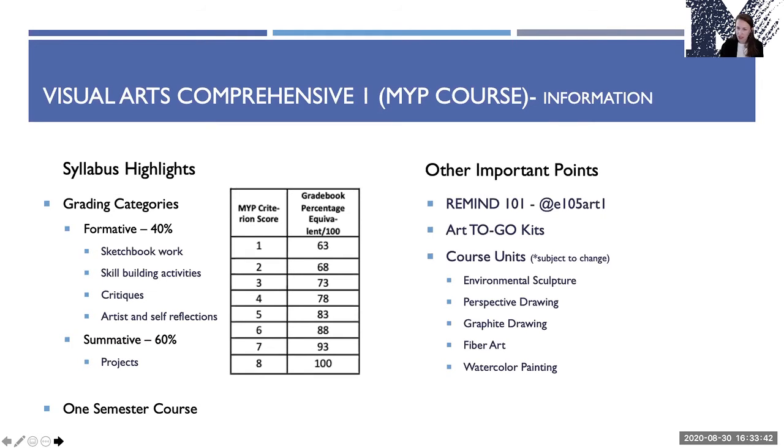Some of the course units that we're going to look at are the current one, which is our environmental sculpture. So your student is currently working on that right now. Following that project is going to be perspective drawing. And then we're going to have a graphite drawing as well. We're going to start introducing fiber art. And then our last project of the semester is going to be a watercolor painting.